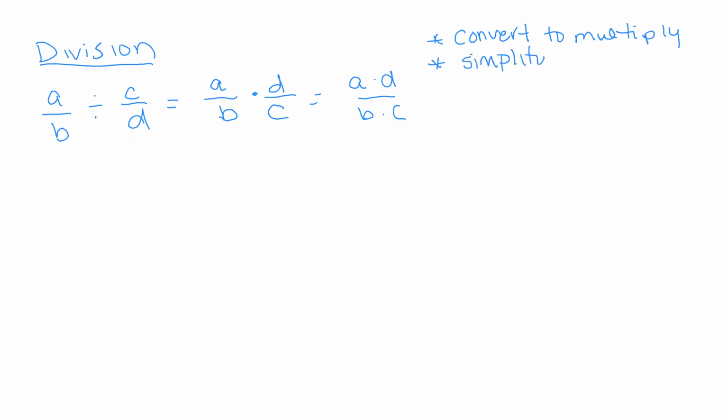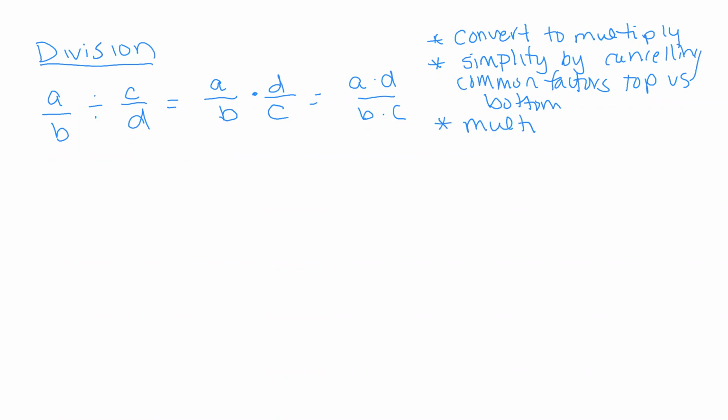Next, simplify by canceling common factors top versus bottom. The order of these steps does matter. You cannot cancel common factors until you have converted to multiplication. And then once you have converted to multiplication and simplified, you multiply across.